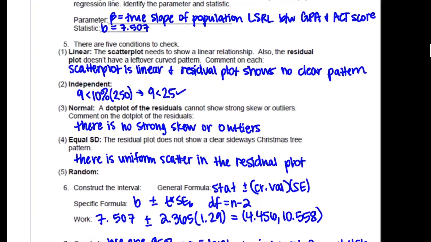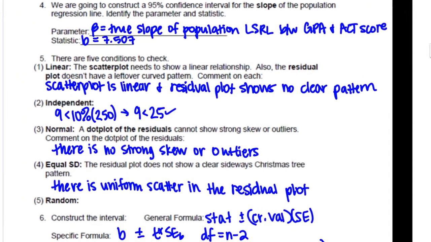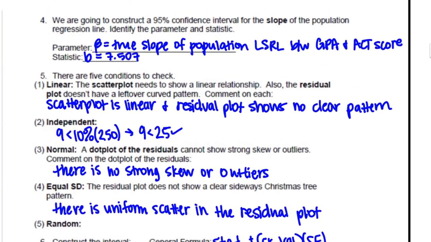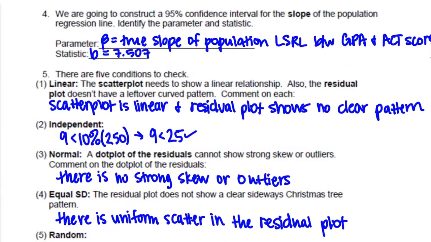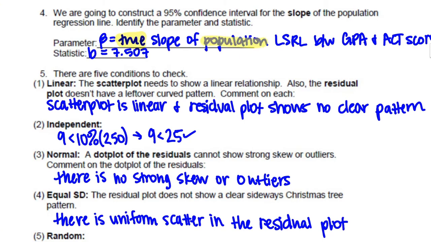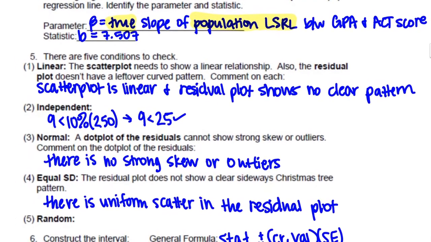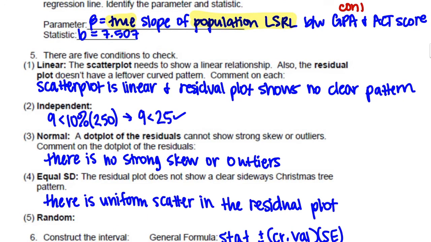All right, so number 4 for the parameter, don't forget to say true slope of the population LSRL, and then you put it in context. And then this is your sample slope from the computer output.